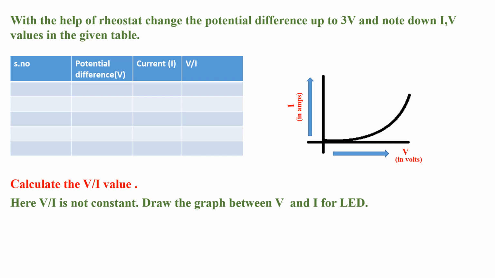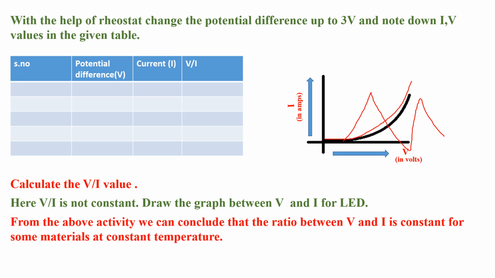But here we are using this LED, and LED is not following that procedure. That's why here you will have the values in a curve shape. It can be any shape. So with this we can understand that the ratio between V and I is constant only for some materials at a constant temperature. All materials don't follow Ohm's law, only a few materials follow it. Magnet wire is one; LED does not follow, magnet wire follows. This fact was established by Ohm.